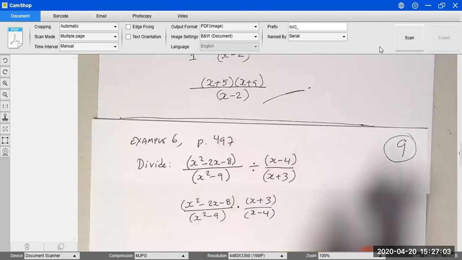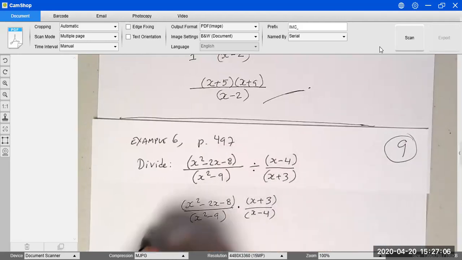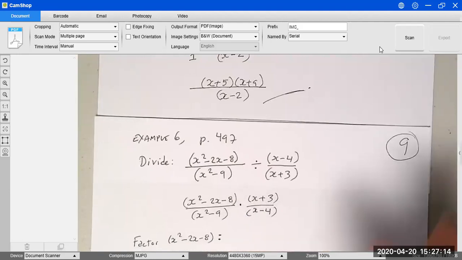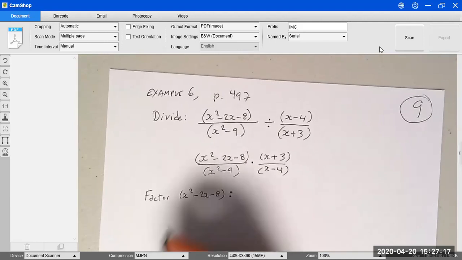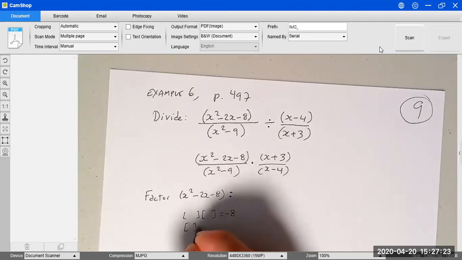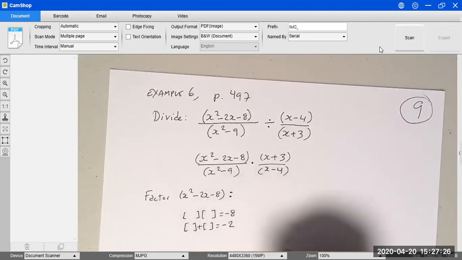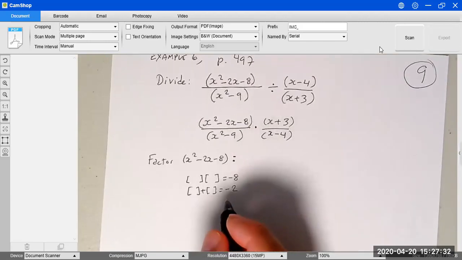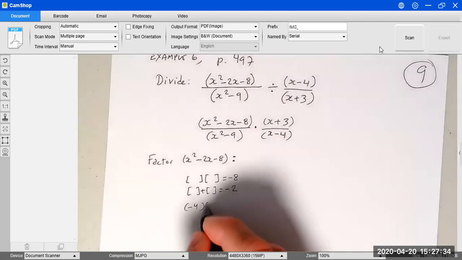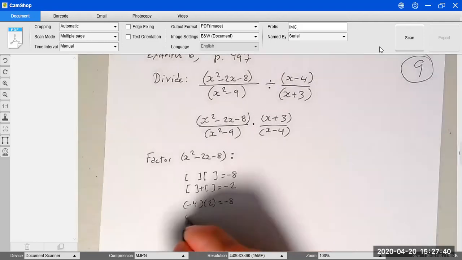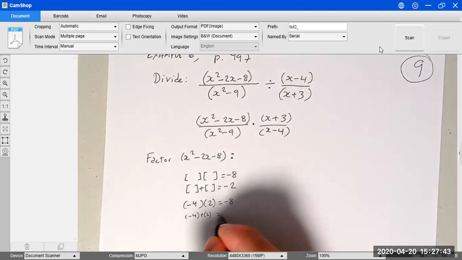Now we're going to factor everything that is factorable. So let's start with the first numerator. So I'm going to factor x squared minus 2x minus 8. So to factor this, you're going to look for two numbers that when you multiply them, you get negative 8. And if you add them up, you get negative 2. So those numbers might be negative 4 and positive 2. So the product is negative 8, and the sum is going to be negative 2.